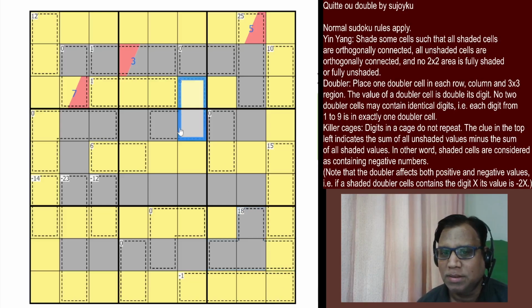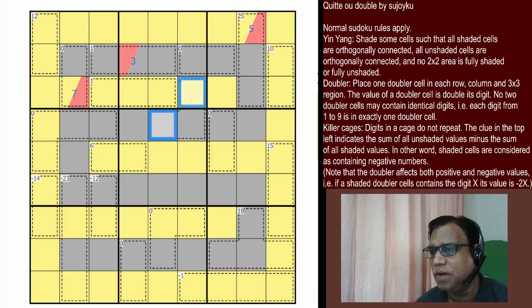So let's take this. By normal Sudoku rules, this and this could be the same, but because these are in a single cage, this digit and this digit should also be different. The clue in the top left indicates the sum of all the unshaded values minus the sum of all the shaded values. In other words, shaded cells are considered as containing negative numbers. Note that the doubler affects both positive and negative values. That is, if a shaded doubler cell contains the digit x, its value is minus 2x.